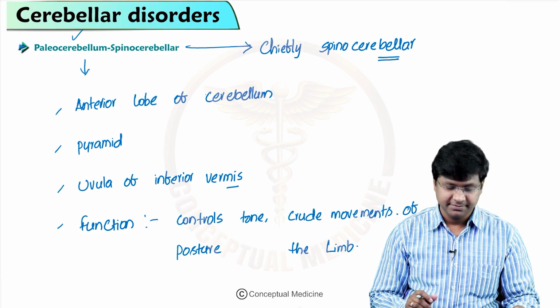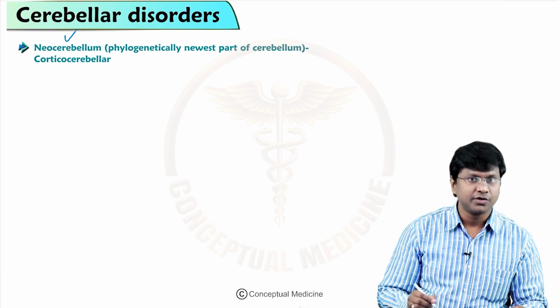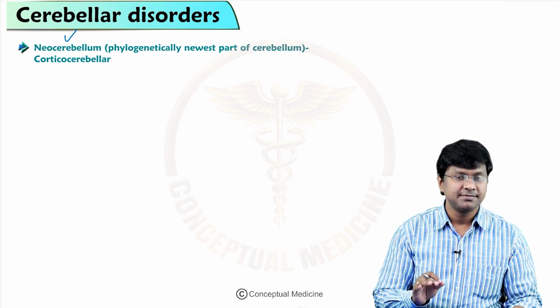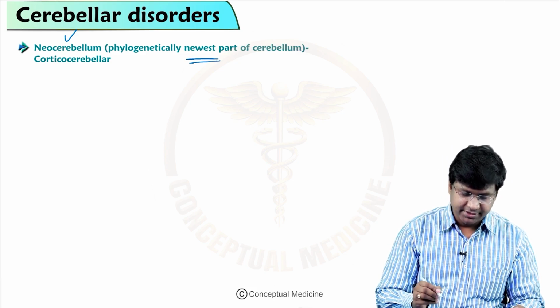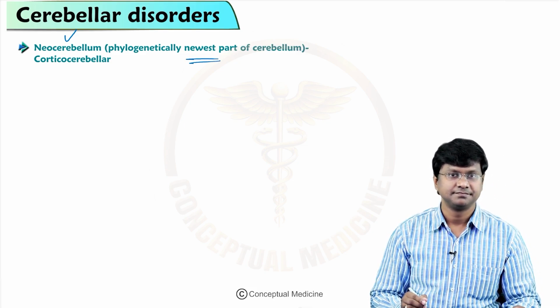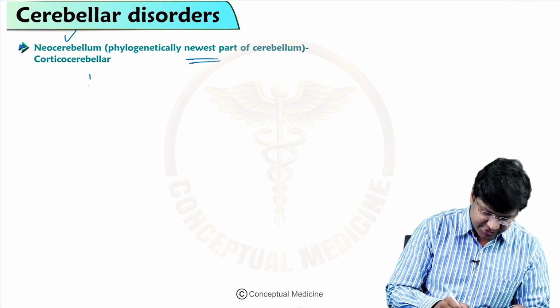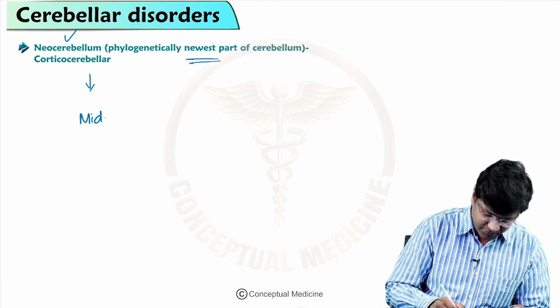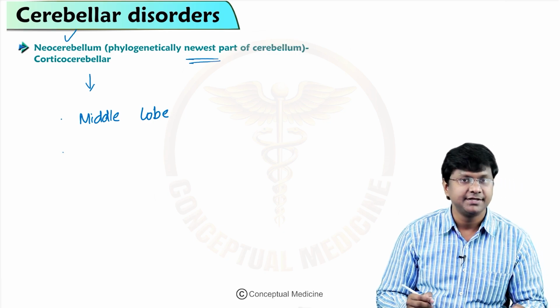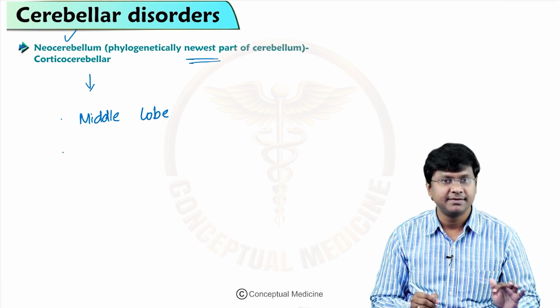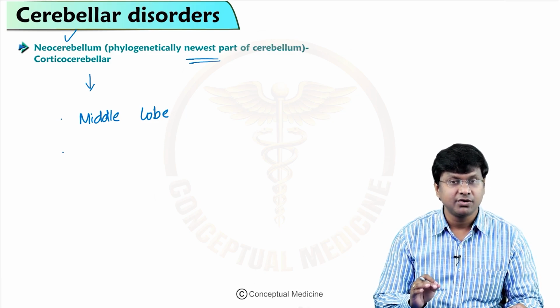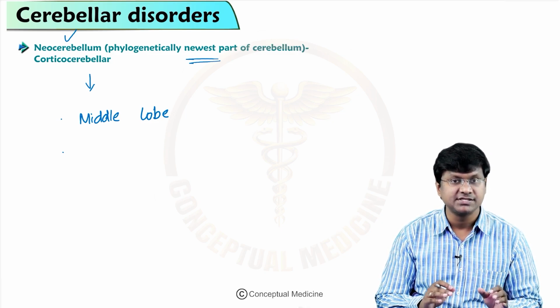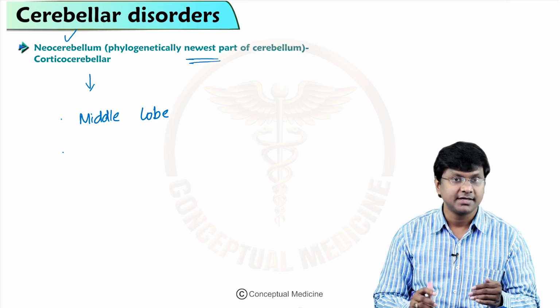Then after the paleocerebellum, the next important structure is the neocerebellum. Neo, the word itself tells you, phylogenetically it is the newest part of the cerebellum. This neocerebellum is made up of the middle lobe, whereas the paleocerebellum constitutes the anterior lobe. It has chiefly corticocerebellar connections.